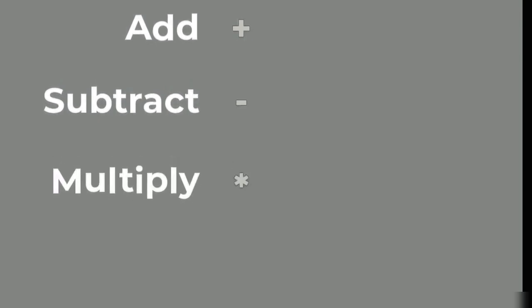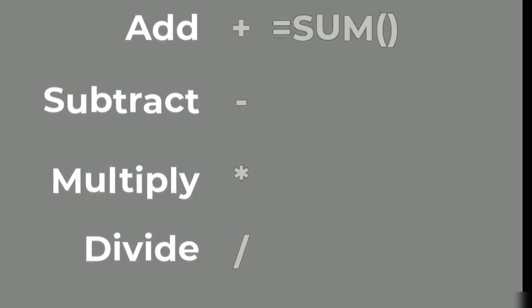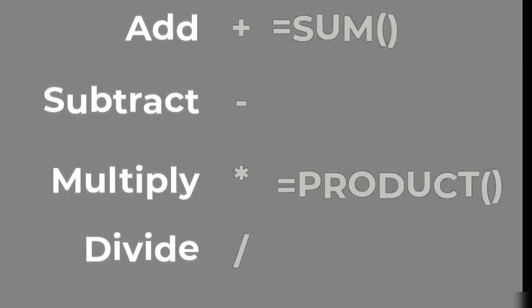So to wrap up, if you want to add cells together, use the plus symbol. If you want to subtract cells, use the minus symbol. If you want to multiply cells, then use the asterisk. If you want to divide cells, then use the forward slash. And remember, there is also the sum function if you want to add a lot of cells together at once, and there's also the product function if you want to multiply a lot of cells together at once.